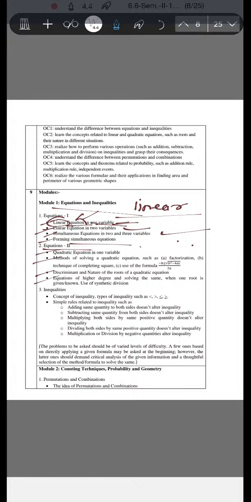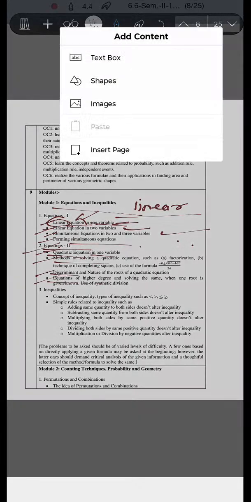Today's topics are these: equation second, quadratic equation in one variable, methods of solving a quadratic equation, what exactly the discriminant means, equations of higher order degree, and solving when one root is given and another is unknown. So basically the second term of the equation here we are going to discuss. Without any further delay, let's start. Today's topic is the quadratic equation.